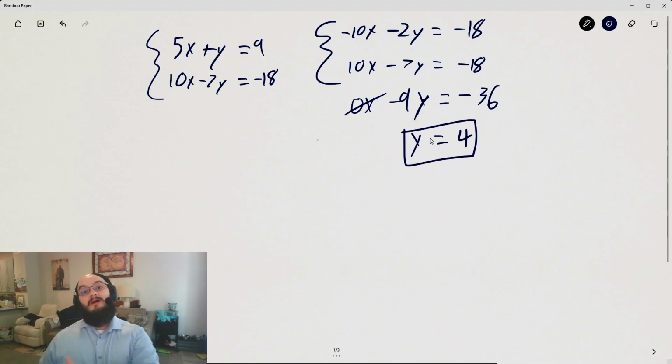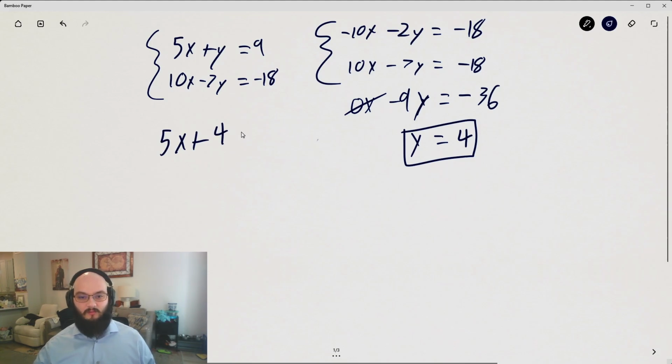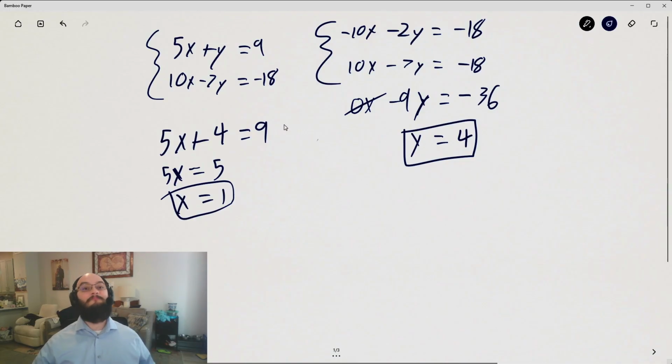We now need to plug this y back into either one of our original equations. Let's do this one because there's nothing multiplied by that y. 5x plus 4, that is what our y was, is equal to 9. Subtract 4 from both sides. 5x is equal to 5. So x is equal to 1.